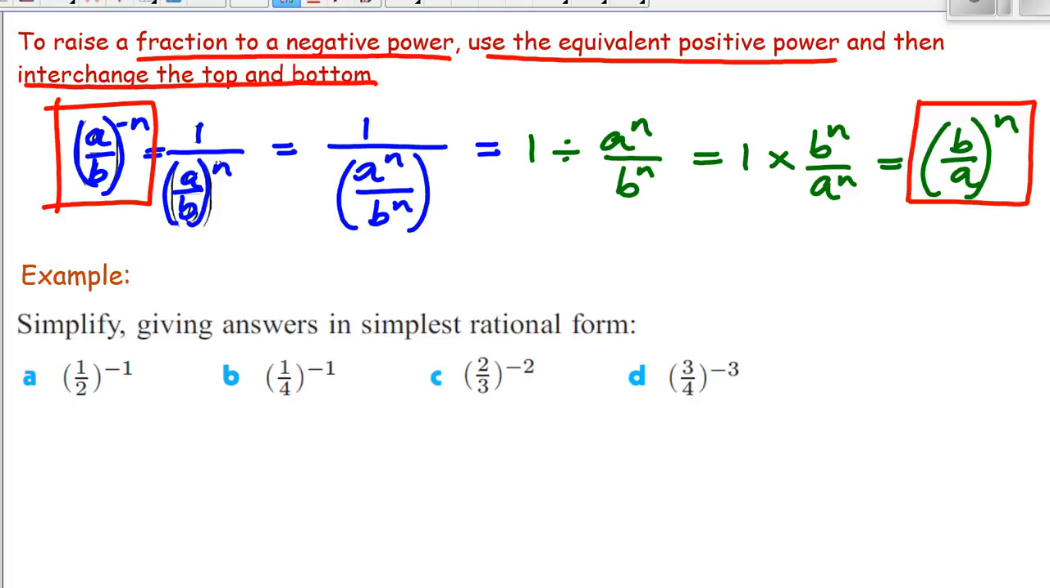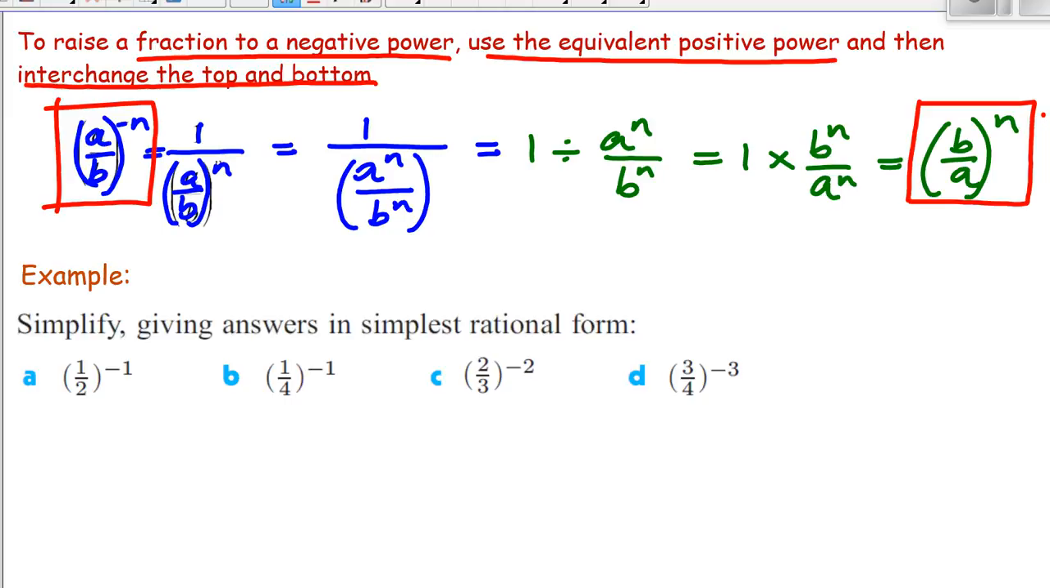So here, our power is n, right? Of course, it's negative n on the left. So what you're doing is you're ignoring the negative and just using n here on the right. But now look at what you're doing on the fraction a over b. We interchange the top and the bottom to end up with b over a. So in short, what you're saying is this. This is the most important thing that you need to know.